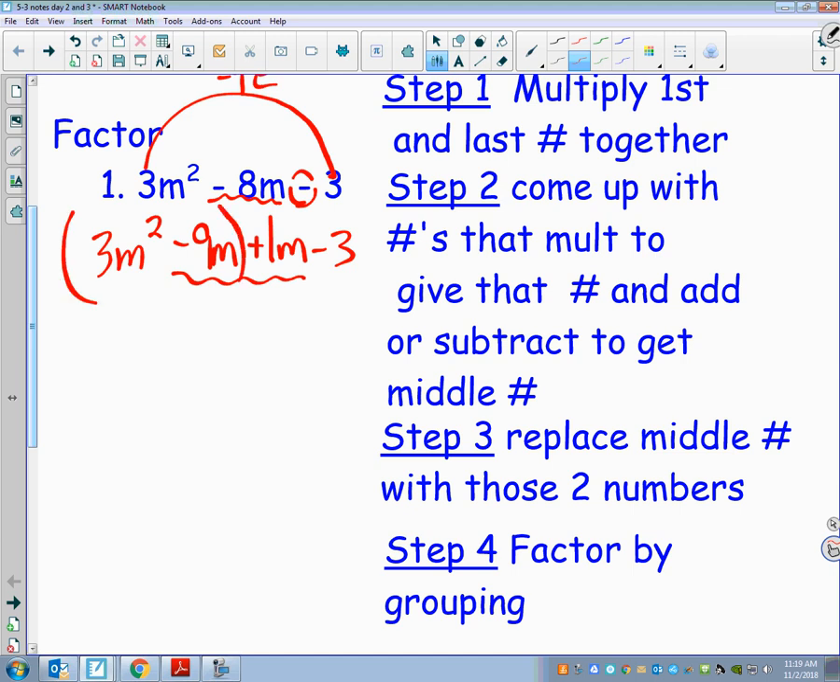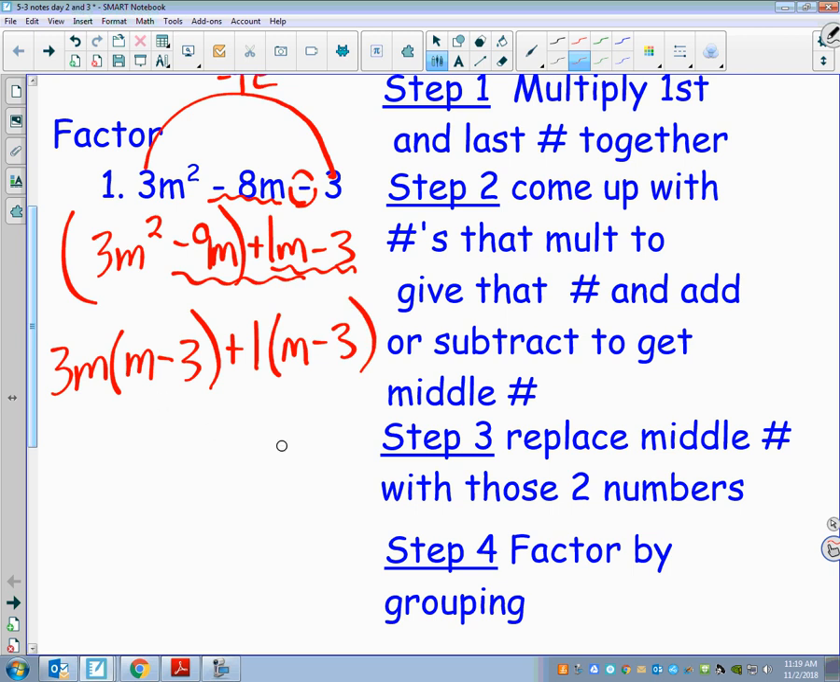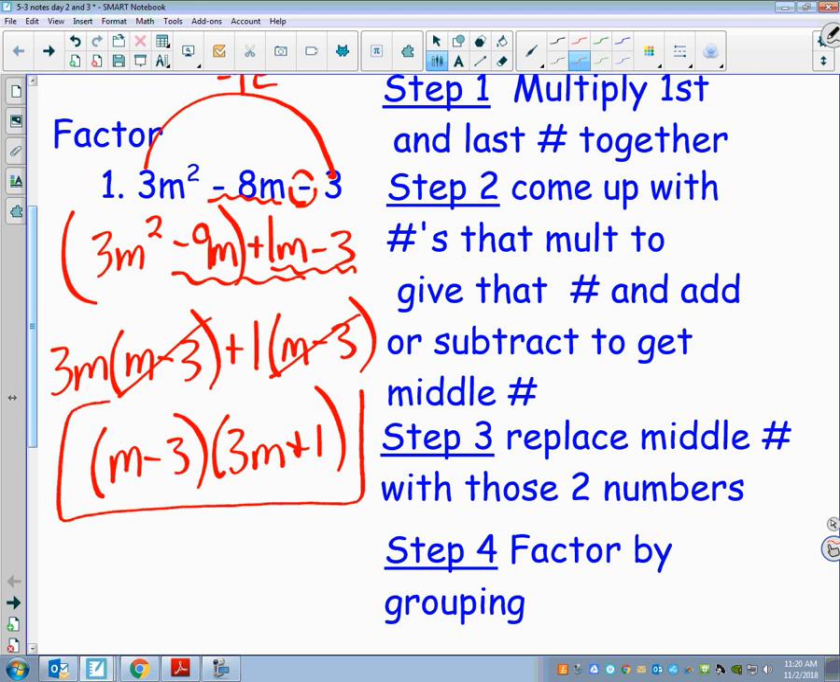So now I can group these two together and I can factor out a 3m, and I'm left with m minus 3. And if I group these two together, there's nothing to factor out, but I could factor out a 1, and I would be left with m minus 3. And I want these two to be the same because I'm going to factor those out, and I would be left with 3m plus 1. It doesn't matter which order that's in as long as you have an m minus 3 and a 3m plus 1. If you learned how to factor these using a different method, by all means use that, but this is how I do it, the rainbow method.